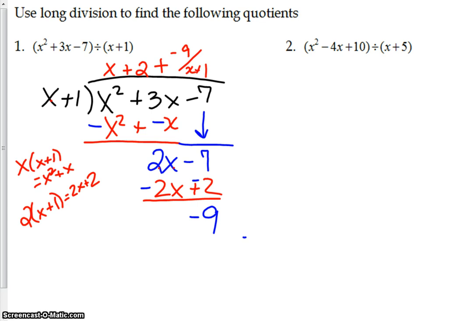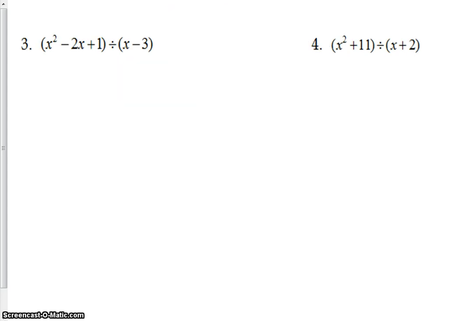Okay? One more. I'm going to pick one here that I like. I like number 4. Let's look at number 4, please. So in number 4, we have x squared plus 11, and we're dividing it by x plus 2. Now we're going to get in trouble if we just leave it like this, because when we write these out, we need to have each and every term, in descending order, identified. So we can't just have plus 11, because I don't have the term for x to the first power. So what I have to do is add an x to the first power in there.